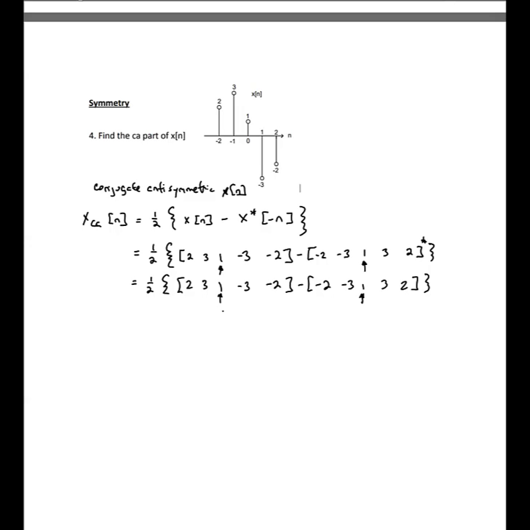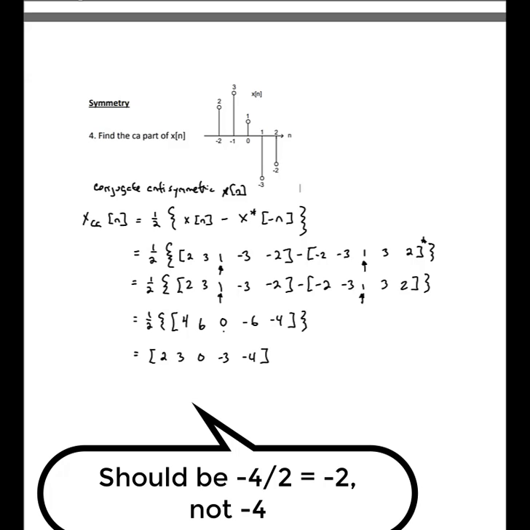And now we can subtract. So that will give us 2 minus -2 is 4, 3 minus a -3 is 6, 1 minus 1 is 0. Say -3 minus 3 is -6, and this will be -4. And to this we'll multiply 1/2. And our center index remains in the middle.